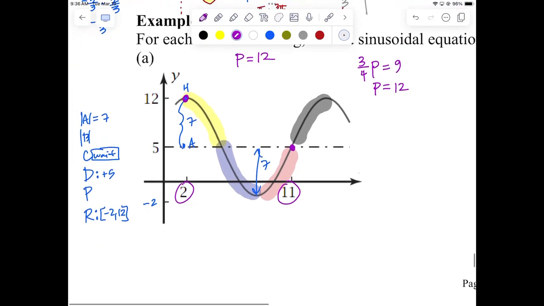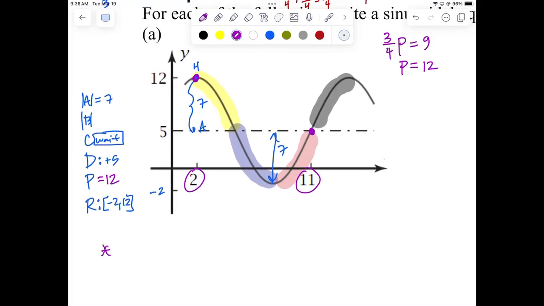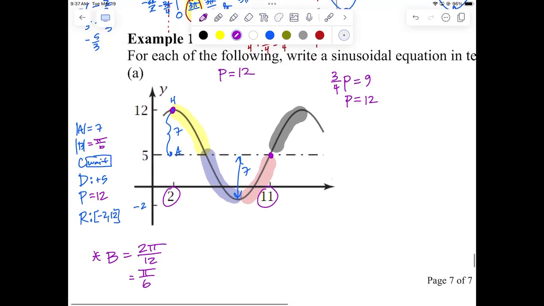Cool. So now that we know the period is 12, is that the value that goes in the equation? 12? No, we need the b value. So now let's come down here. The b value is 2 pi over 12. What's 2 pi over 12 simplified to? Pi/6. And now we have all of the information we need for the equation.